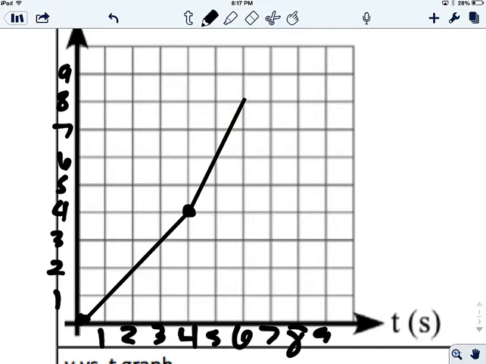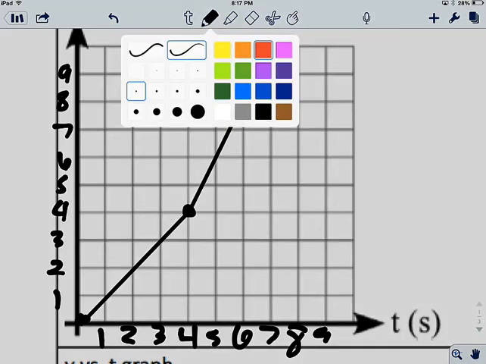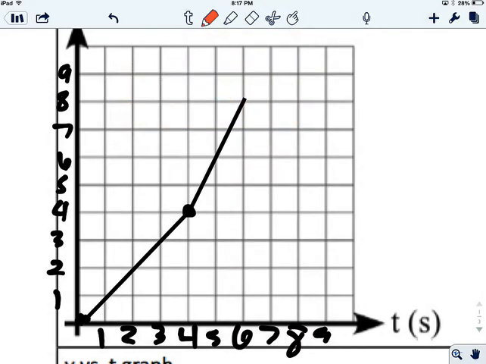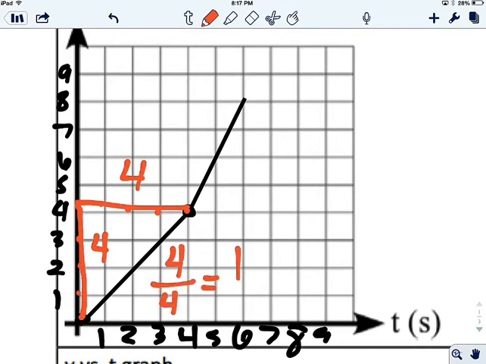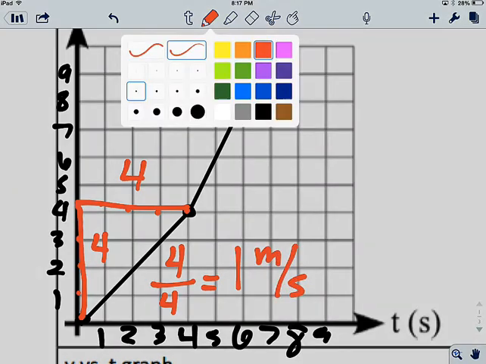I'm just going to notice that I've got a point here and a point here. Now there's a couple ways to think about it. We can think about it as rise over run. We can think about it as xf minus xi over tf minus ti. I'm just going to look at rise over run. So I've got 1, 2, 3, 4 is my rise, and then 1, 2, 3, 4 is my run. That means rise over run is 4 divided by 4, which gives me 1 meter per second as my velocity.